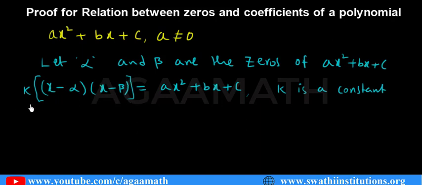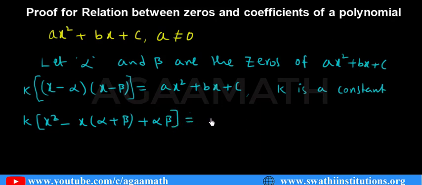So let's do that now, and let us go on simplifying here. Let k times x minus alpha into x minus beta, that becomes k times x square minus x of alpha plus beta plus alpha into beta, equals ax square plus bx plus c.